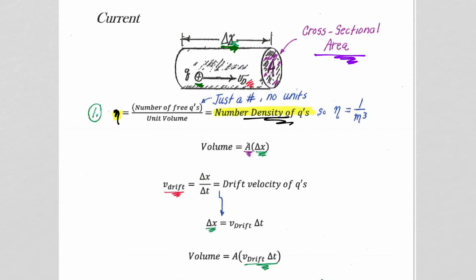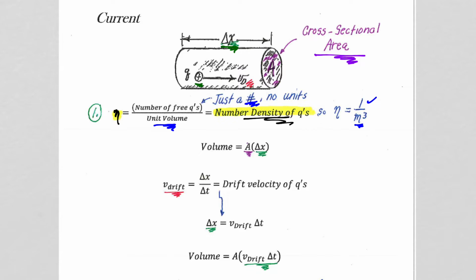Now, we have to be a little careful with units here because our number density is a number. If it was 10,000 electrons or 10,000 conventional charge carriers, that's just a number. So the top part is always just a number. The units come from the per unit volume, so that's our meters cubed down here at the bottom.